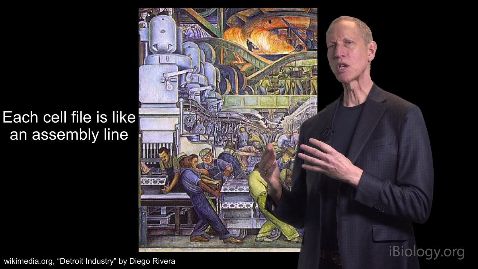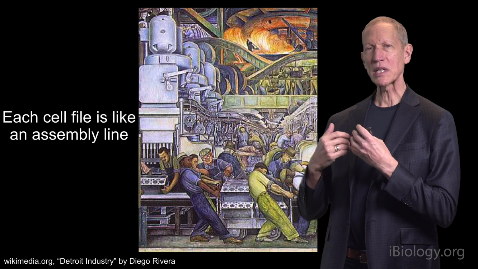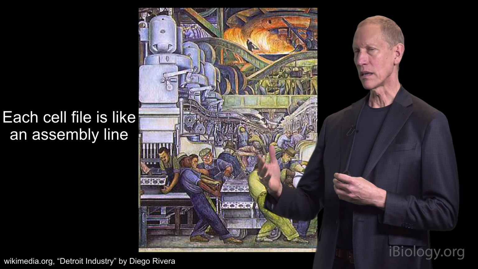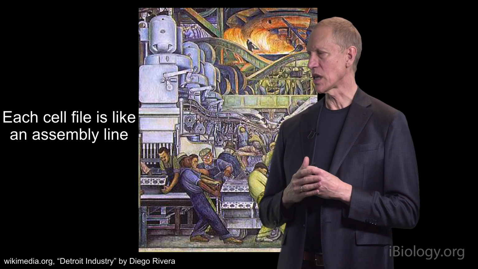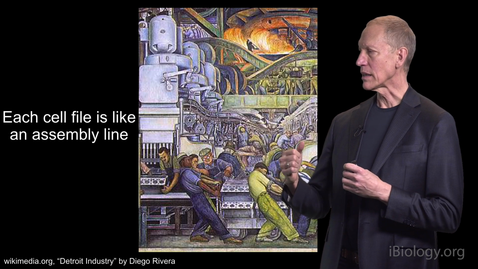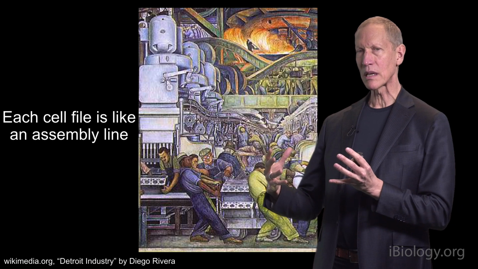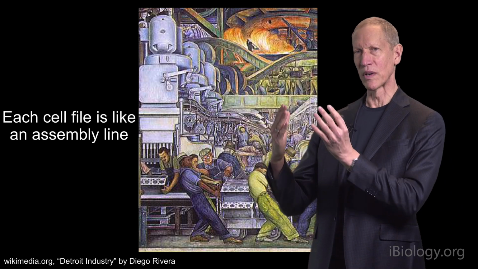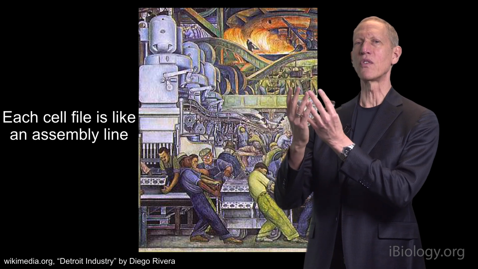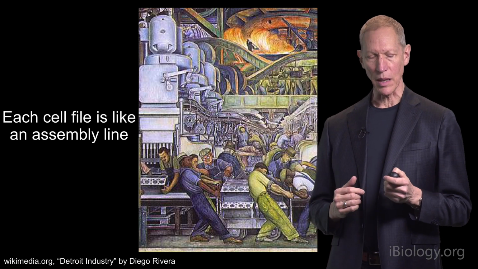One can think about what's going on in any one cell file as what's happening in the assembly line in a factory. And I use a mural by the Mexican artist Diego Rivera to illustrate the assembly line. So think of it as a set of parts that are happening in the stem cells. Those go into different assembly lines for the different cell layers, and at the end you get a fully formed root by the combination of all those different assembly lines coming together.